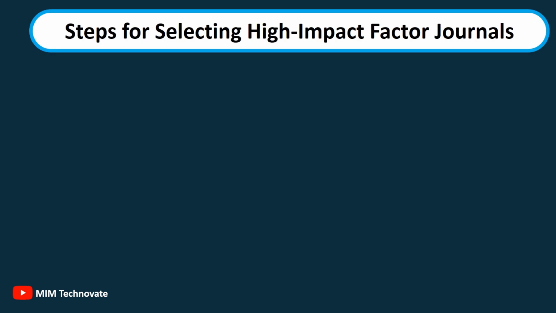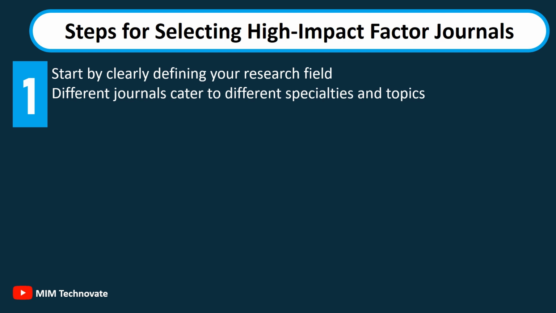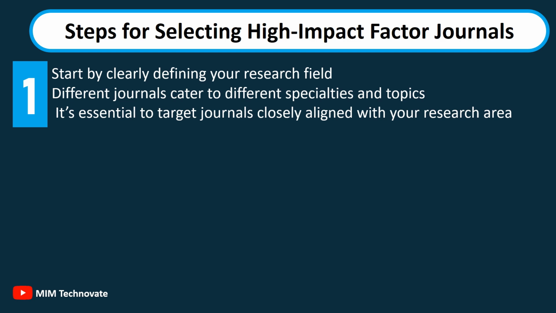Steps for selecting high impact factor journals. Number 1. Start by clearly defining your research field. Different journals cater to different specialties and topics. It's important to target journals closely aligned with your research area.